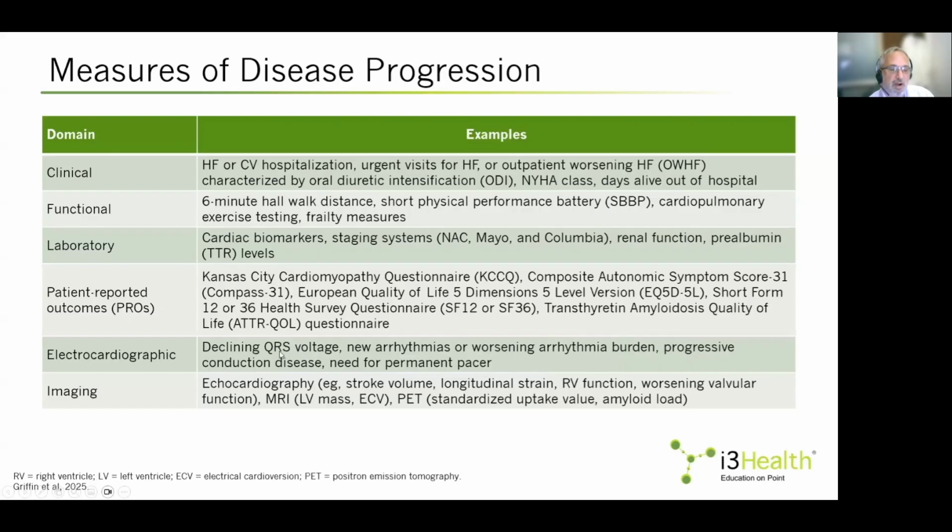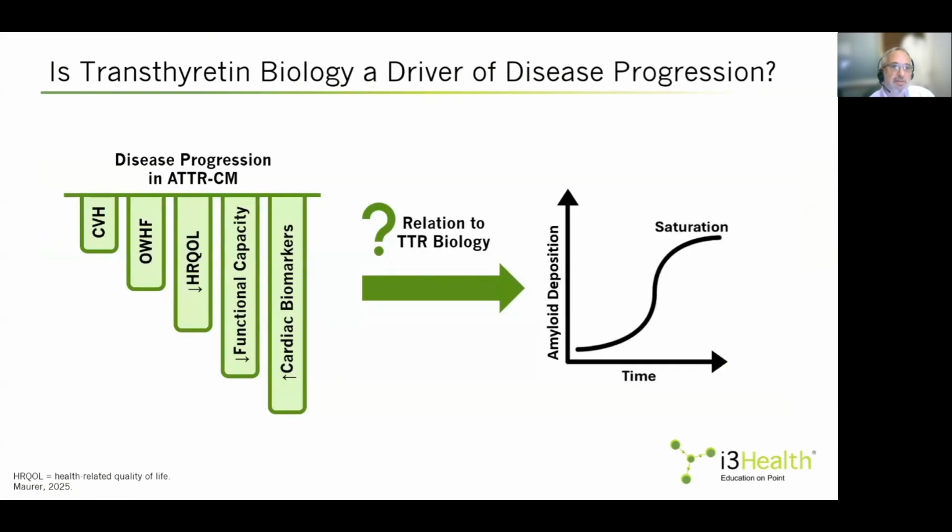You could look at electrocardiographic issues, and it's important to look for new AFib, progressive conduction disease, or God forbid, the need for pacemaker, and a whole interest in looking at imaging variables on either echo, MRI, or PET. The caution I would just say is, just because people can progress in one of these domains, the question you have to ask yourself is, is this all related to an abnormality in TTR biology?